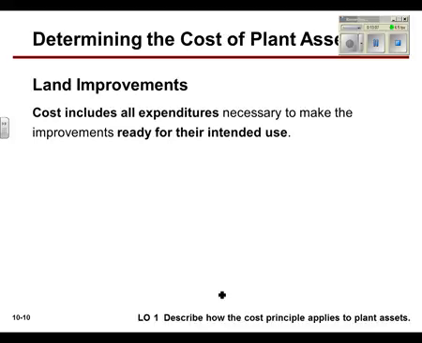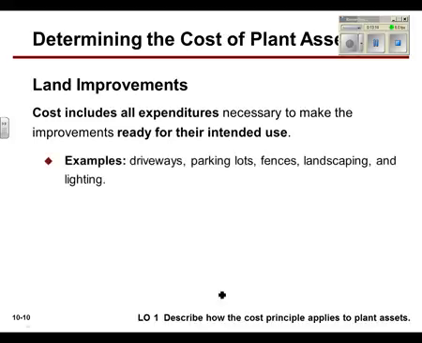There's another asset called land improvements: the cost of all expenditures necessary to make the improvements ready for their intended use. Maybe you have to make a driveway. I believe you legally have to have a driveway when you build property out in the country. You can't just bang through the ditch to get there. You legally have to put a driveway in, okay?